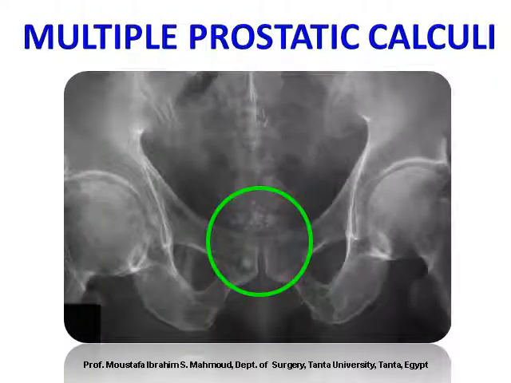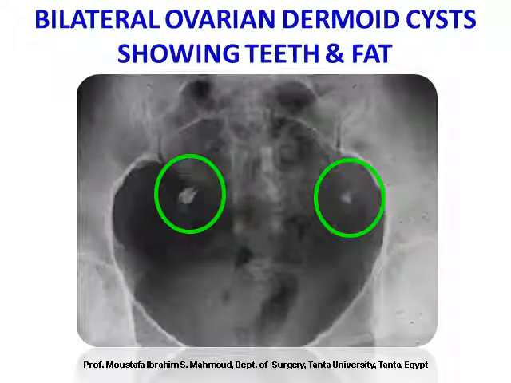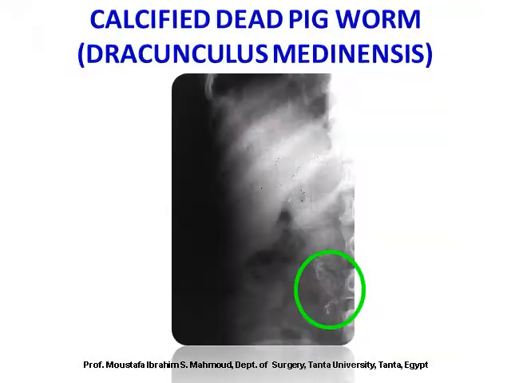Multiple prostatic calculi. Bilateral ovarian dermoid cysts showing teeth and fat. Calcified dead guinea worm, Dracunculus medinensis.